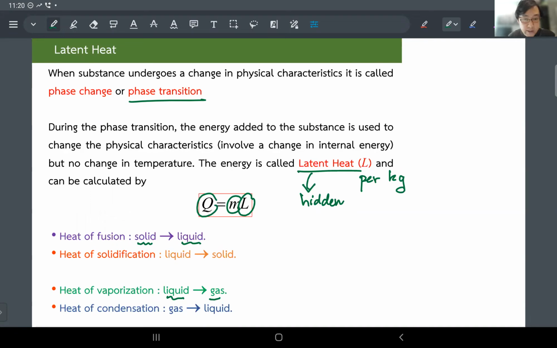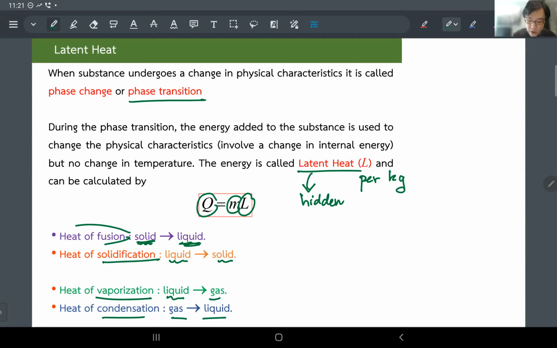Cool. All right. And then, of course, there are some names associated with the transition between, for example, solid to liquid. We call it the heat of fusion. So it's a latent heat of fusion. If you want to go backward, from liquid back to solid, there's a heat of solidification. So the names are going to be sort of long over here. You want to go from liquid to gas, that's vaporization. And you want to go backward, when you go gas to liquid, that is the condensation.